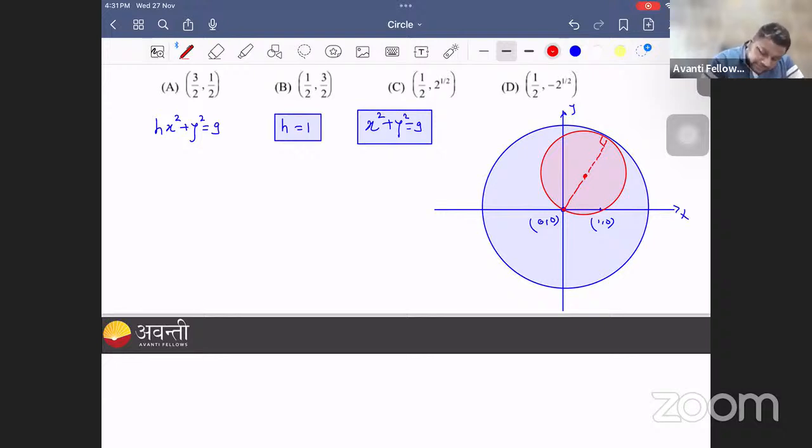Alright, now see, this length is going to be 1 by 2. This length is going to be like this, and this. If I assume the radius is small r, this length is going to be small r. Definitely, this is also going to be small r. So this is r, this is r.